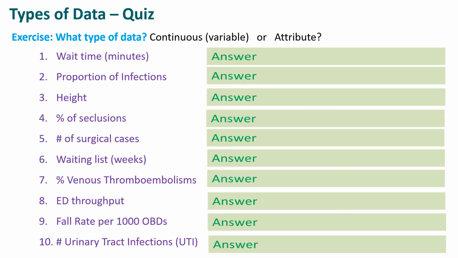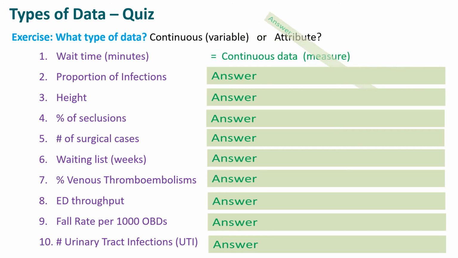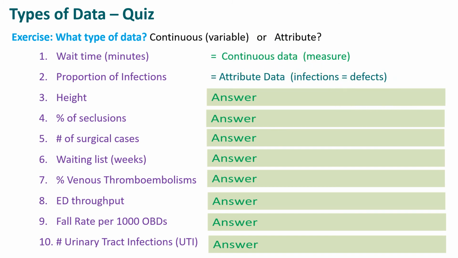We're now going to do an exercise, and it's over to you to decide what type of data it is. Is it continuous or attribute data? So wait time in minutes, is this continuous or attribute data? And the answer is, it's continuous data as it's a measure. Proportion of infections, is this continuous or attribute data? And the answer is, it's attribute data as infections are seen as defects or non-conformities.